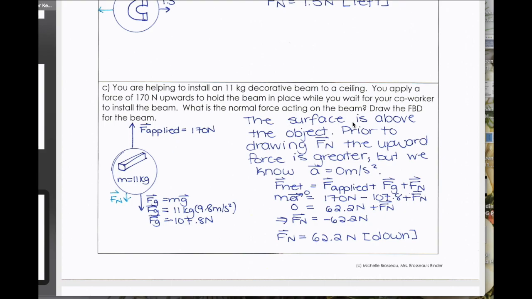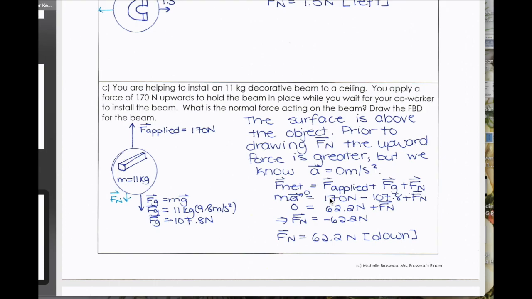So the surface is above the object, and prior to drawing the F of n, the upward force is greater, but we know that the acceleration is 0. That's what makes it necessary to have the F of n. So the net force felt is going to be all three of our forces added together: the applied force, the normal force, and the gravitational force. Remember, F of net is equal to m times a, mass times acceleration, and we know that acceleration is 0 because the beam isn't continuing to move upward or downward.